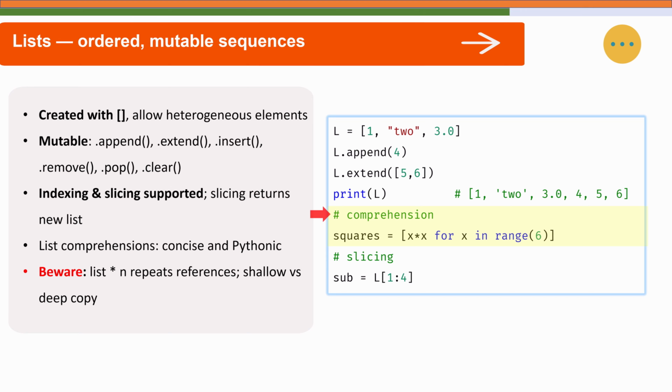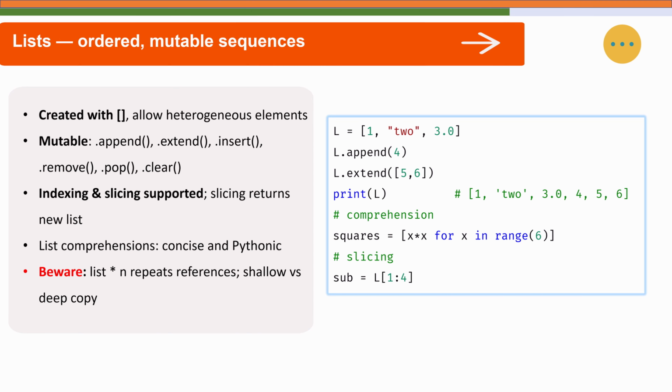So this expression inside the square brackets, as you are seeing on the screen, iterates over elements from 0 to 5 and computes the squares, returning a new list with 6 values. Comprehensions can include conditions like this for evens. For copying, use list.copy for a shallow copy and the copy.deepcopy function if you need to clone nested mutables.